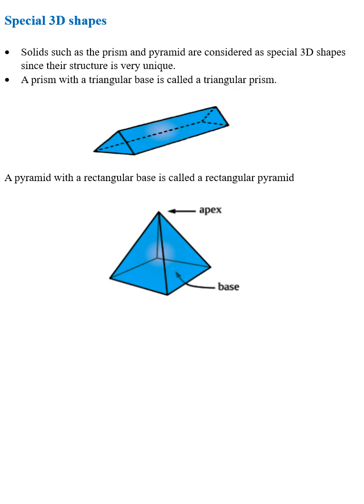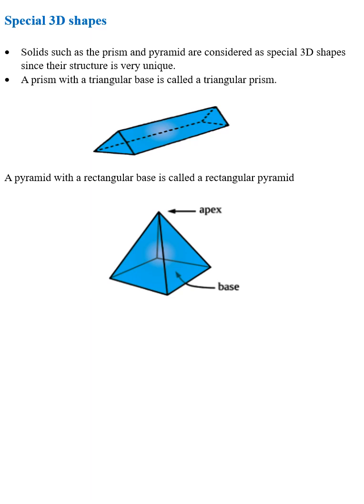Special 3D shapes. So there are some special 3D shapes. First one is known as a triangular prism. So let's see about it. Solids such as the prism and pyramid are considered special 3D shapes, since their structure is very unique. That is why they are called special 3D shapes.